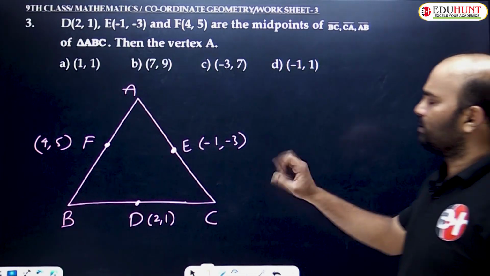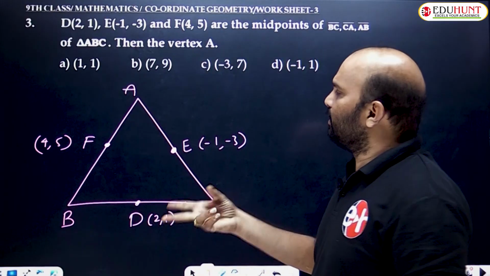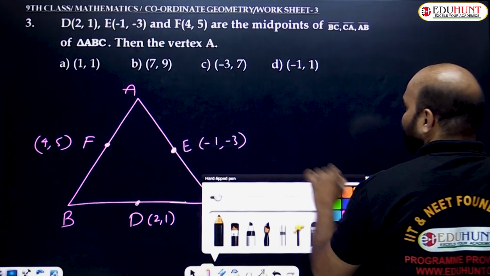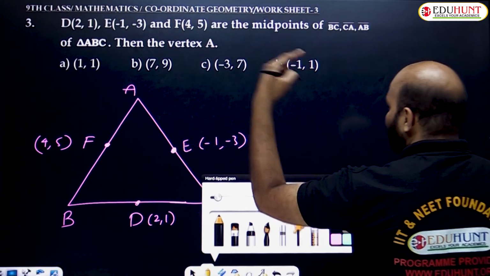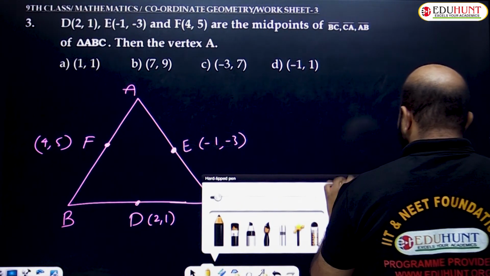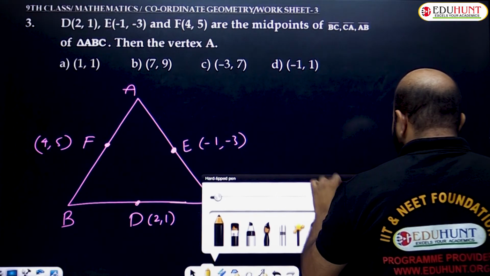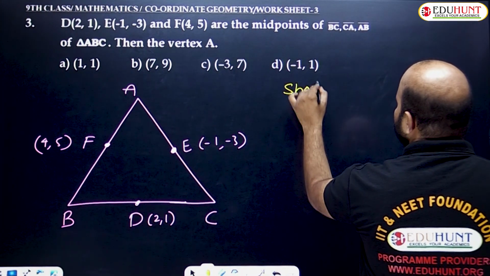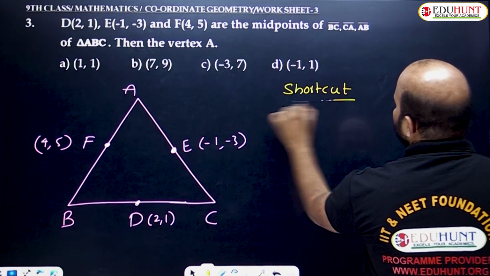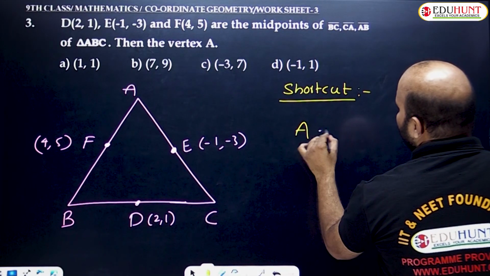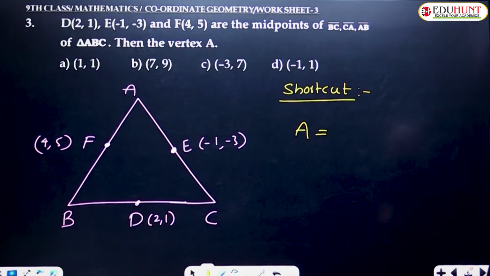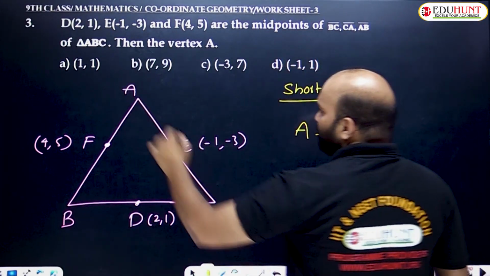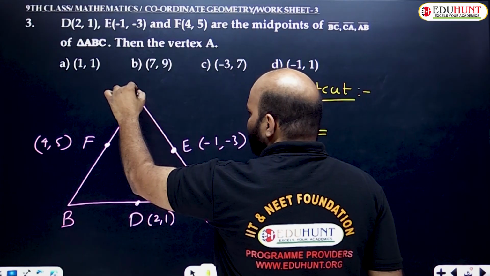It can be solved by two types of methods: the shortcut method and the traditional method. First, the shortcut method. If the question is asking for vertex A, vertex B or vertex C, then we have to take the direct method. So what is the shortcut idea here? We are asked for the coordinates of vertex A, so clearly we have to observe. Here A appears.